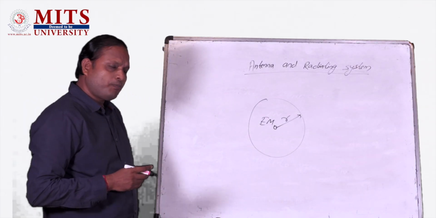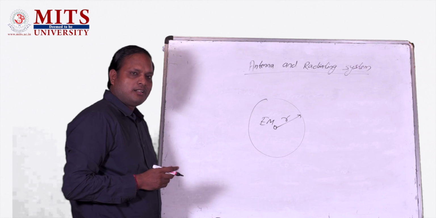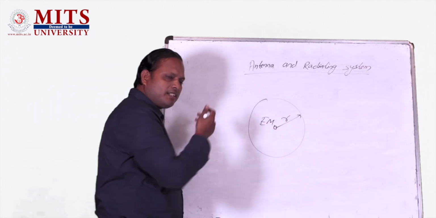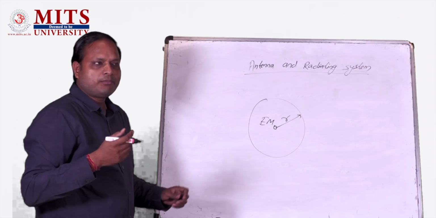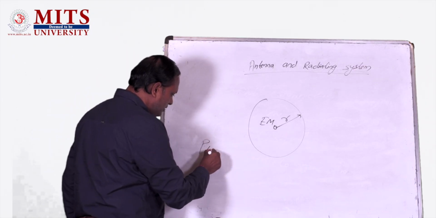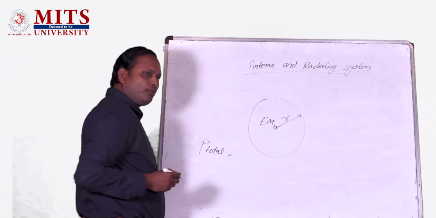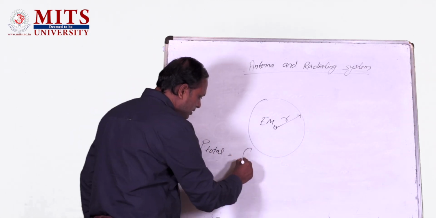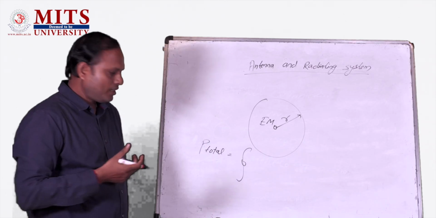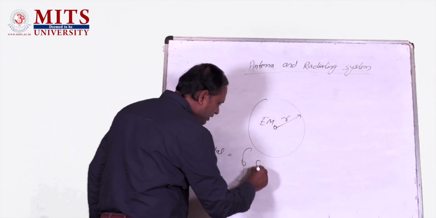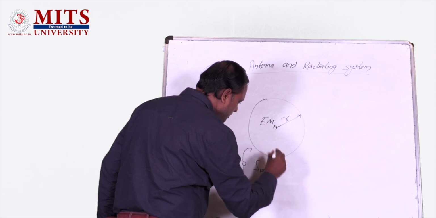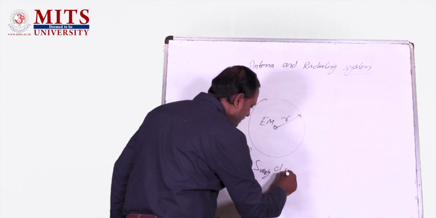So the total power passing out through this spherical surface is given by the Poynting vector. P total is equal to the surface integral over a closed contour of the average Poynting vector.